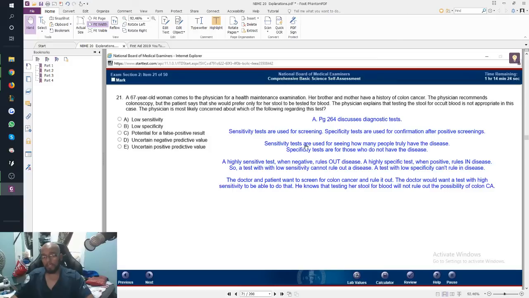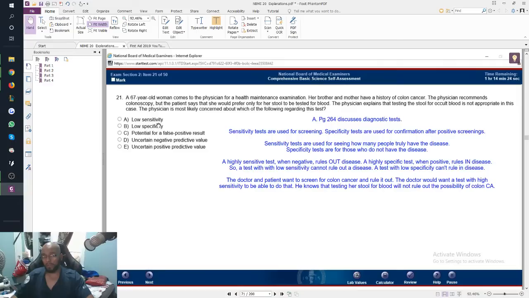So sensitivity tests are used for seeing how many people truly have the disease. Specificity tests are for those who do not have the disease. A highly sensitive test when negative rules out disease. A highly specific test when positive rules in disease. So that's the SNOUT and SPIN. So a test with low sensitivity cannot rule out a disease. A test with low specificity cannot rule in a disease. And those are your two answer choices.